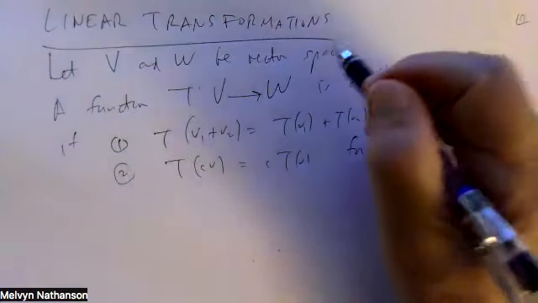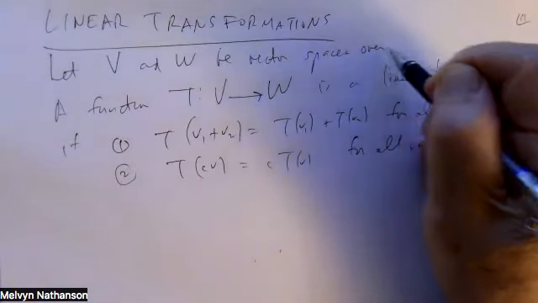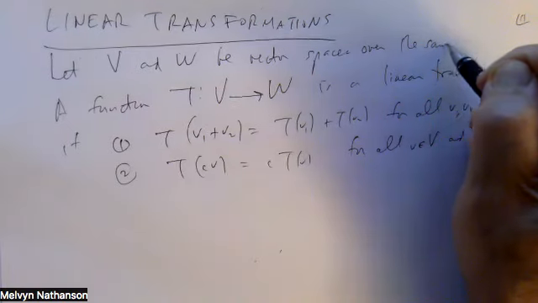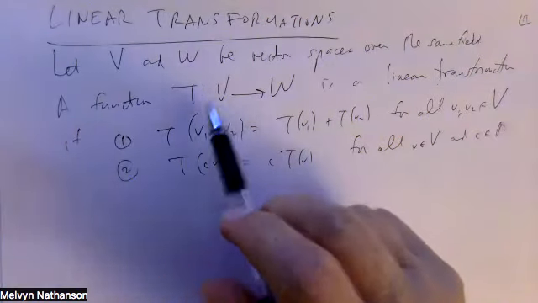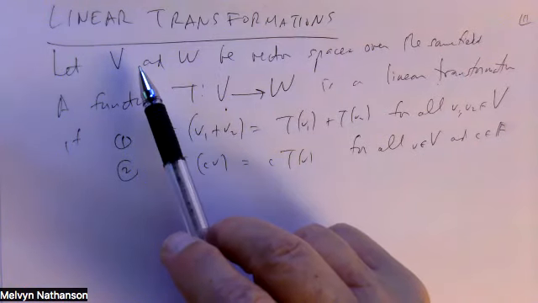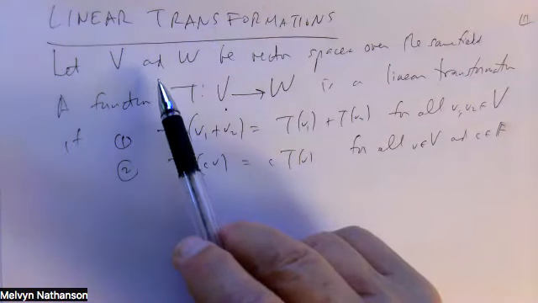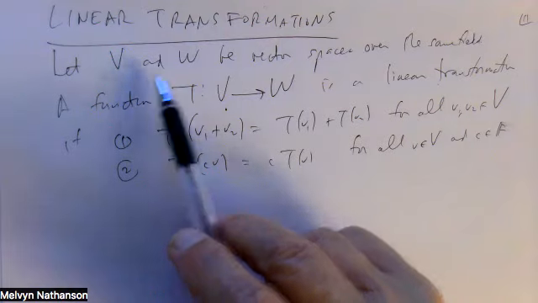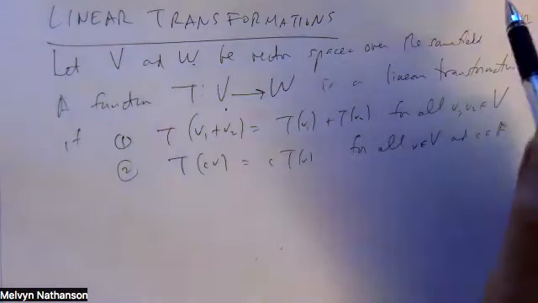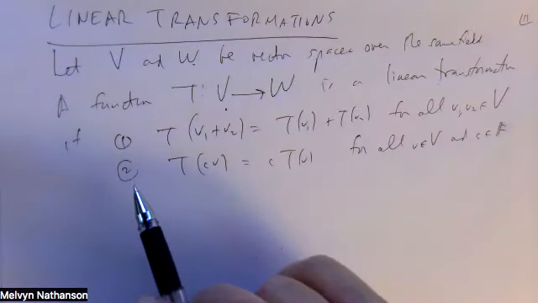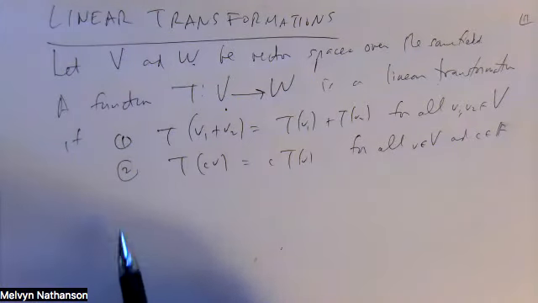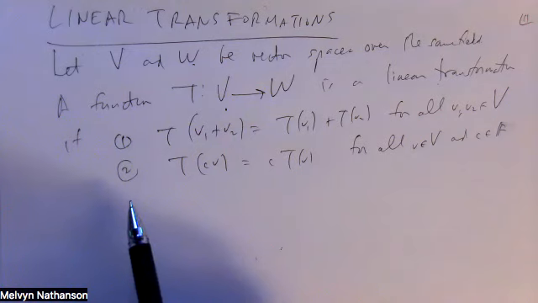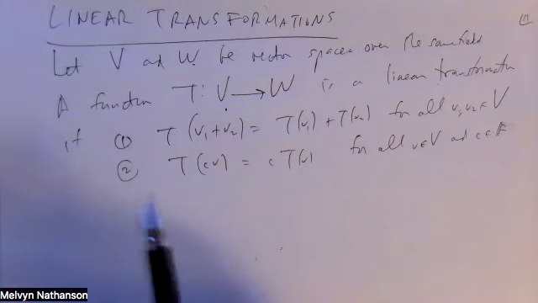V and W are vector spaces over the same field. Whenever you have a vector space, it's associated with a field. Could be the real numbers, could be the complex numbers, could be something else. V and W have to be vector spaces over the same field. They're both real vector spaces or complex vector spaces, whatever the case may be. So a function with these properties is called a linear transformation.